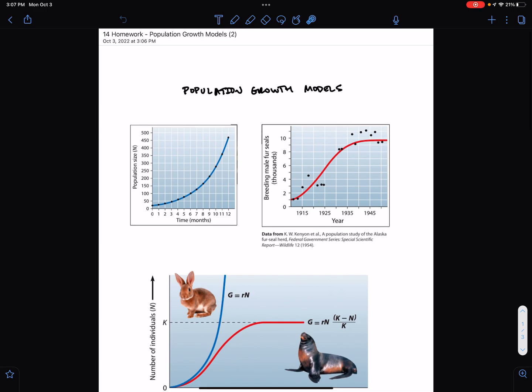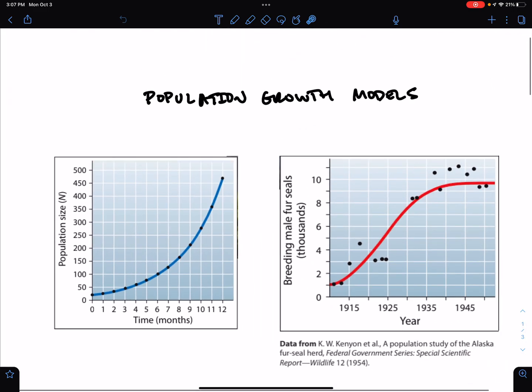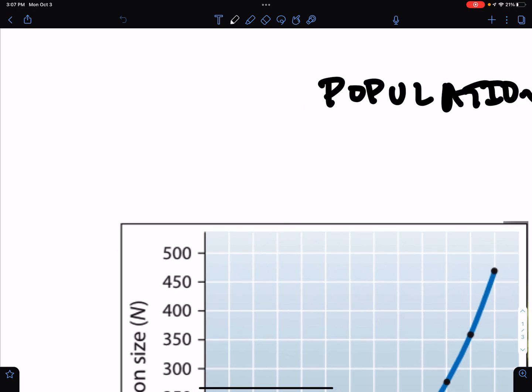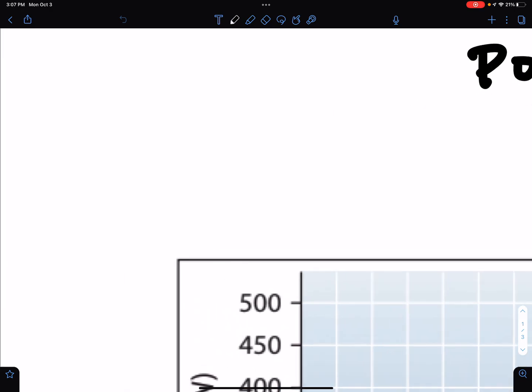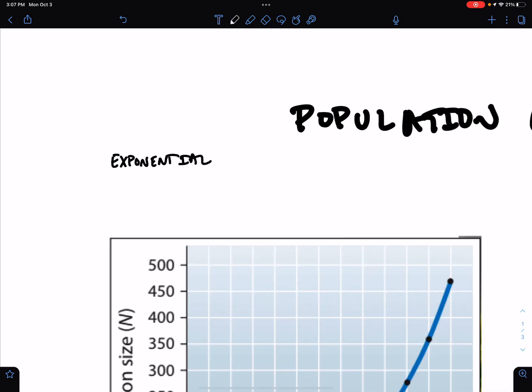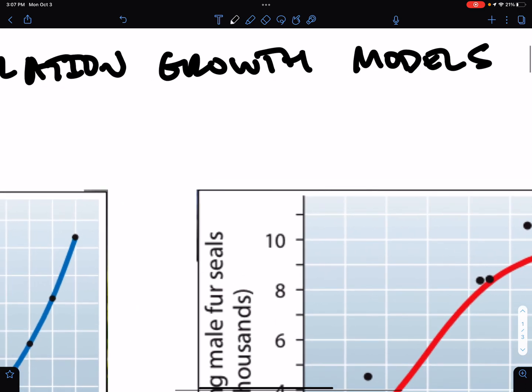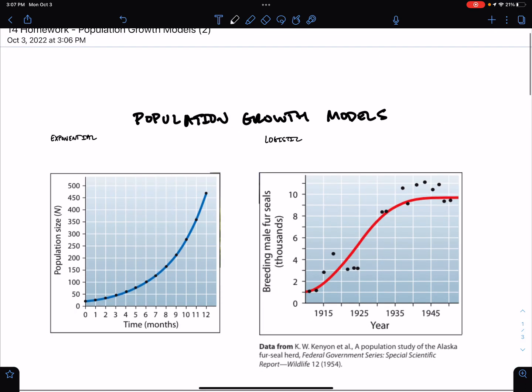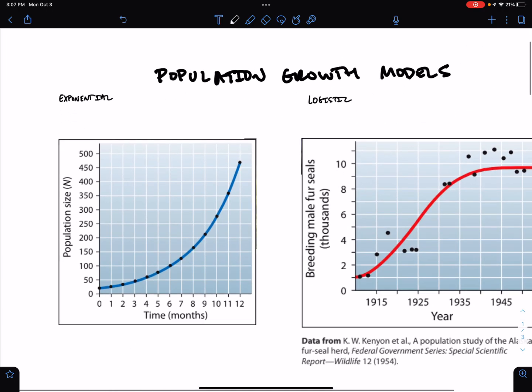So we've talked about two basic models for population growth. One, we have exponential growth here. Okay, exponential. And this is logistic. And we talked about this.